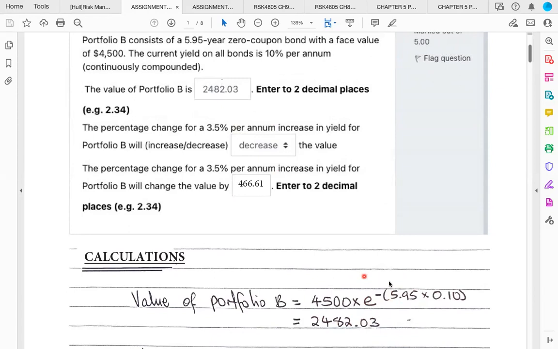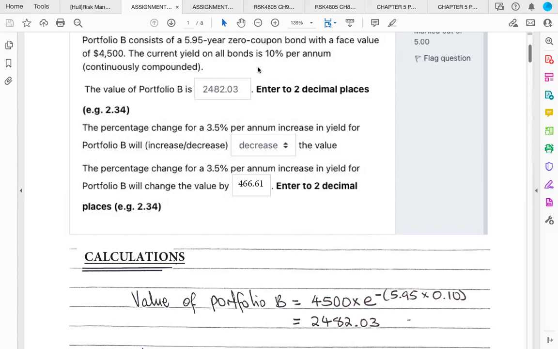Some important things to note before I move on to the rest of the question. The first important thing to note is that this is a zero coupon bond. With a zero coupon bond, you don't have any coupon payments. This is really important. The only value that you are discounting is the face value that you will receive back from your investment after a certain number of years. So it becomes easy to calculate the value of a bond when you just have a zero coupon bond.